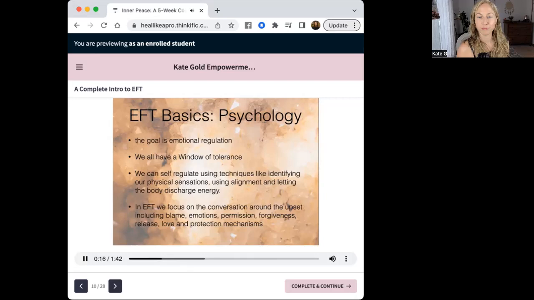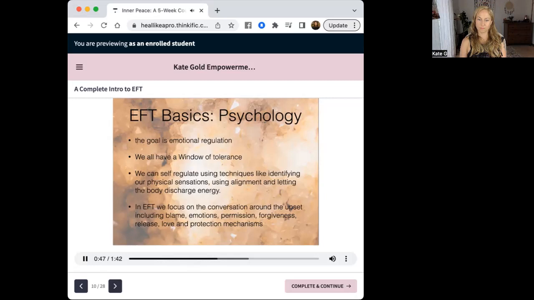We all have a window of tolerance. We can self-regulate using techniques like identifying our physical sensations, using alignment, and letting the body discharge energy. In EFT, we focus on the conversation around the upset, including blame, permission, love, and other healing lenses. So later on in this slideshow presentation, I take 5 minutes of your time and I tell you a story about a war veteran and how he gets over his trauma and PTSD.